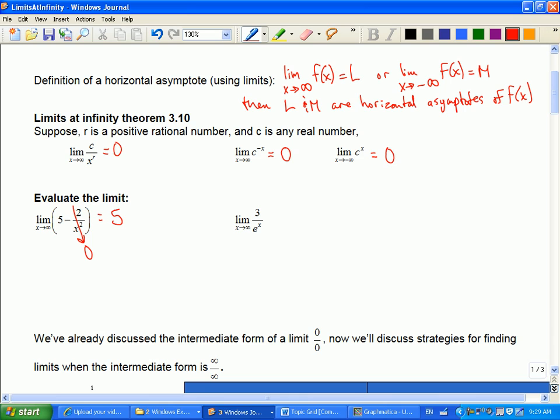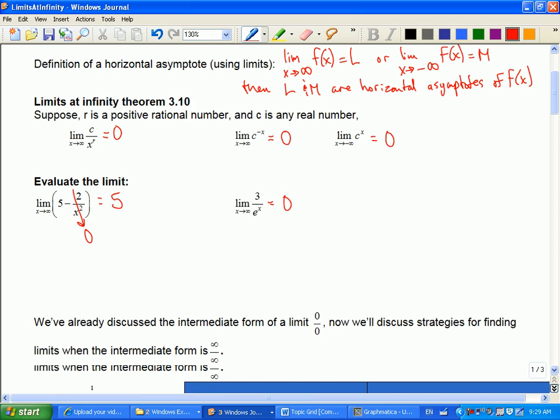Okay, so this is where it's handy to sometimes have some shortcuts, because these kind of questions we can answer quite quickly. What about the next one? What will happen here? 3 over e to the x. Yeah, it's going to become 0. As you keep dividing 3 into more and more pieces, it's going to lose. There's going to be nothing left by the time it gets out to be infinitely large.